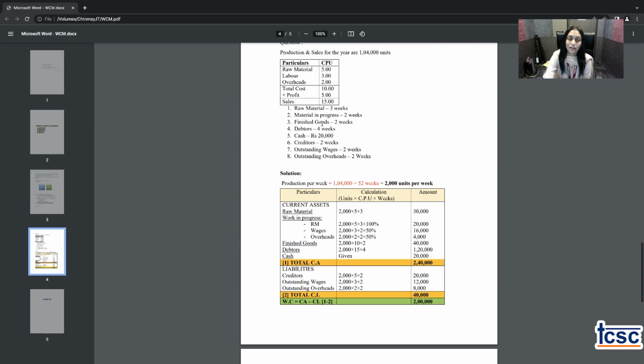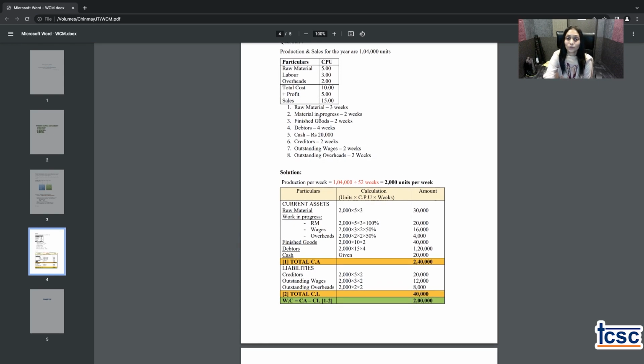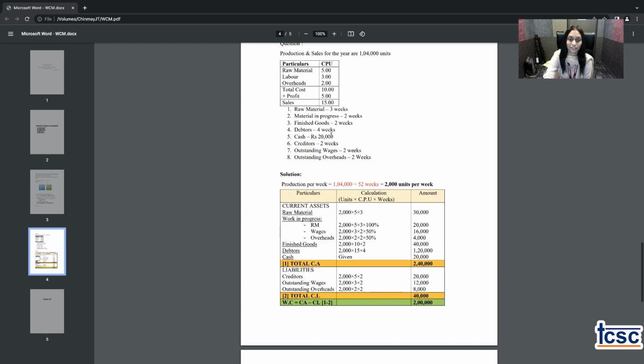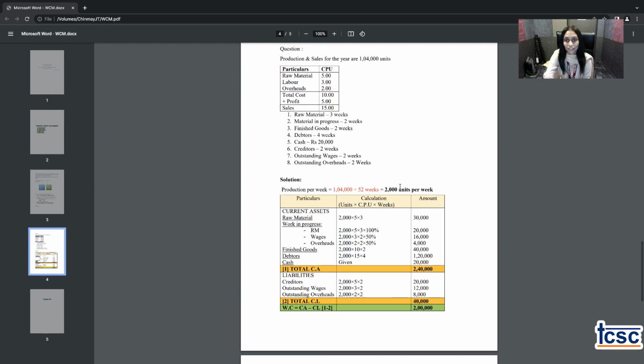After raw material, coming to the next point, that is material in progress, or I can say work in progress. Work in progress includes your raw material, your labor, and your overheads. I hope you remember that. Now, as I told you, unless and until specified in the question, we will use that assumption. What is that? Raw material will be taken 100%, labor will be taken 50% and overheads will be taken 50% each.